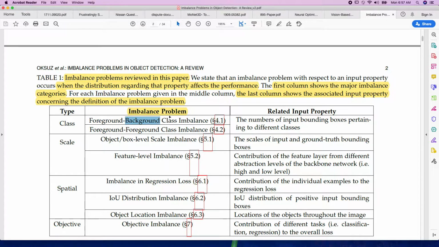So this also affects the performance of the model. Of course, you have the scale as well. That could be divided into two levels, at the object and at the feature level. At the object level, for instance, I'm working on a project on detecting electrical damage in electrical insulators.